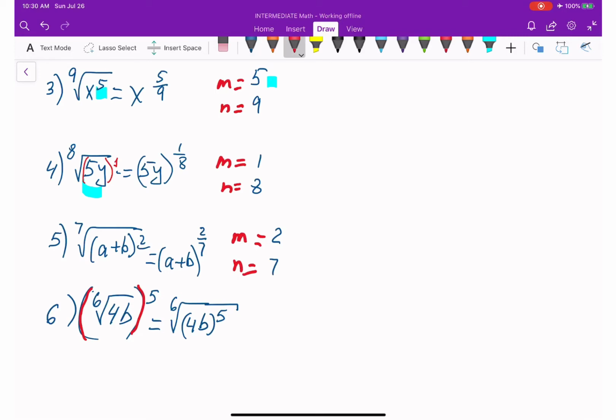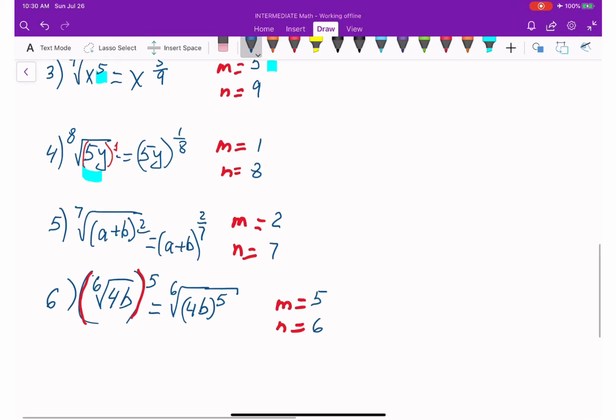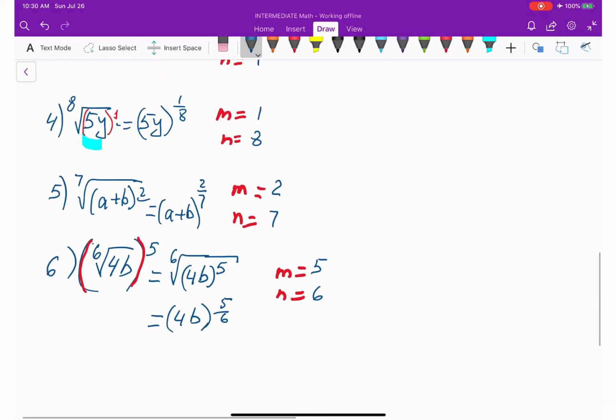We are going to have m and n. So m is equal to 5, n is equal to 6, right? So this is going to be equal to 4b to power 5 over 6. Okay? Next one.